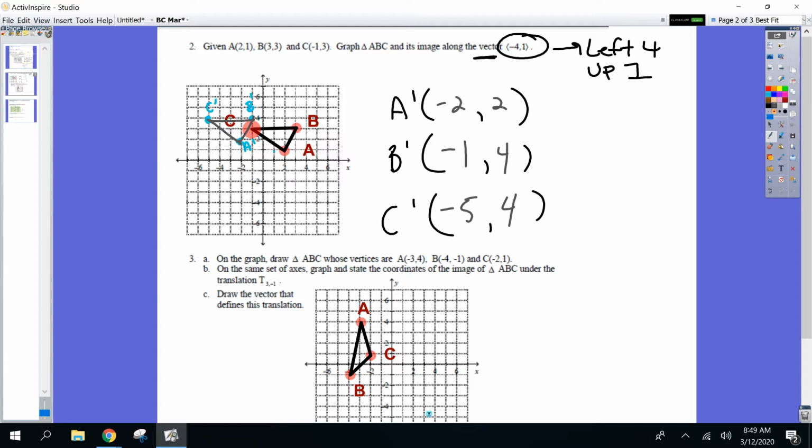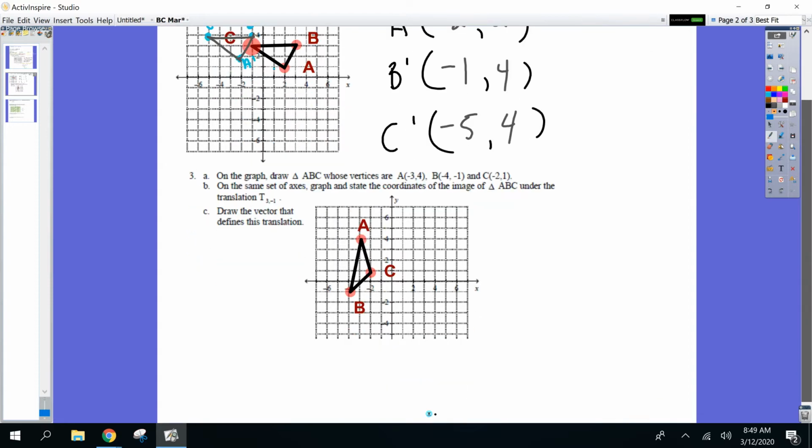Quick question, honors kids. Do you need a graph to do this? No. Simply, what can you do here? To every x, subtract 4. To every y, add 1. You don't need a graph to count left 4, up 1. You can just add them together. All right, another one. Triangle ABC once again. This one gets a little bit more involved at the end.